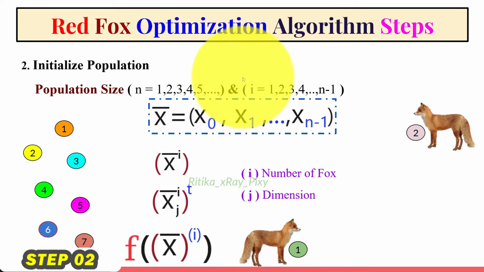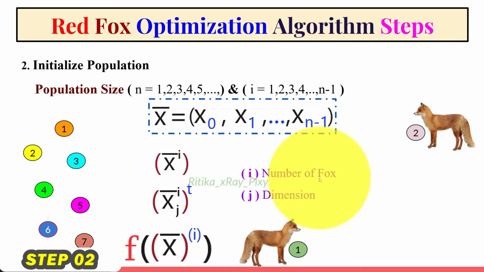Value for n can be 1, 2, 3, 400, 100, 500, 1000, or other. Here small i is the number of foxes in the current population. j is the dimension, or you can say the total number of design variables. Small t is the current iteration. After that, f is the objective function that we will apply on the current population, on each fox, and we will calculate the fitness value for each fox in the current population. That we will calculate in the upcoming step.